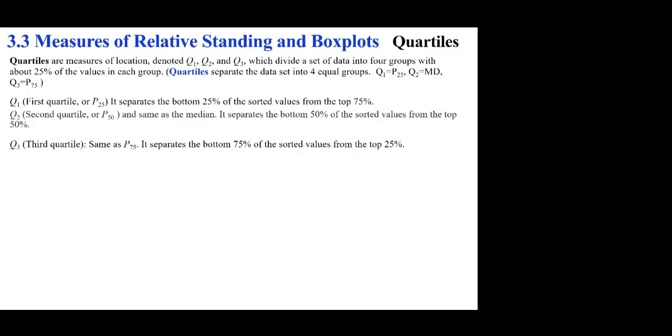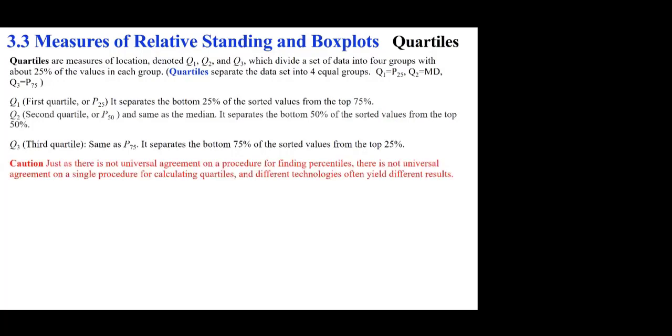Q1, the first quartile, or P25, separates the bottom 25% of the sorted values from the top 75%. Q2, the second quartile, or P50, is the same as the median. It separates the bottom 50% of the sorted values from the top 50%. Q3, the third quartile, is the same as P75. It separates the bottom 75% of the sorted values from the top 25%. I can't really emphasize this enough. There is no universal agreement.